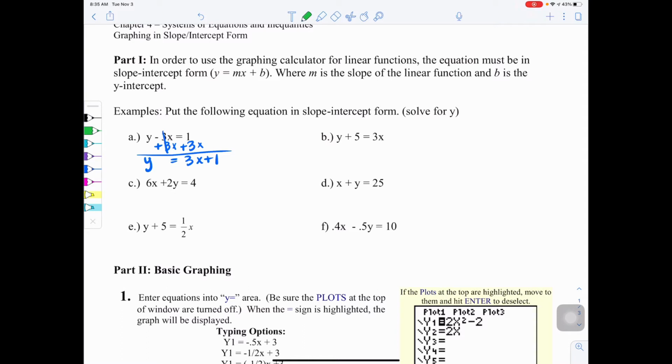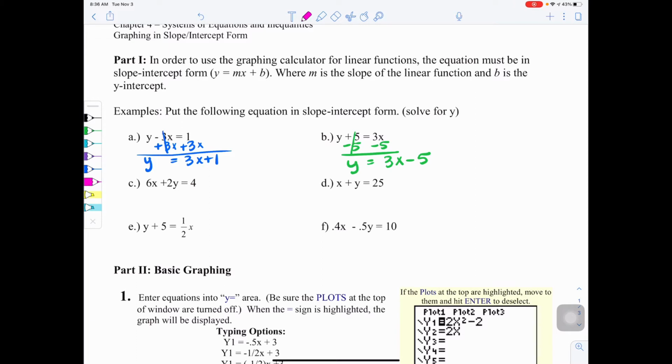Okay, letter B, y plus 5 equals 3x. I want to get rid of the 5 by subtracting 5 on each side. So y equals 3x minus 5. So what I'd like you to do now is pause the video and try C through F on your own. When you're ready to check your answers, you can resume your video.